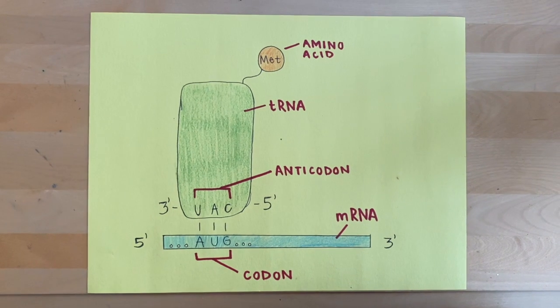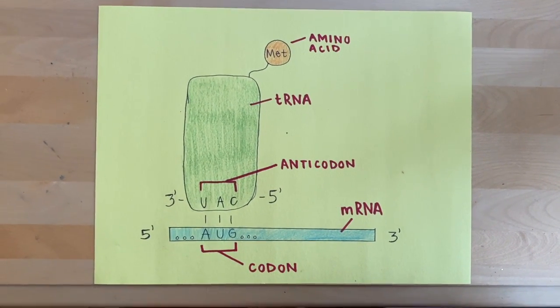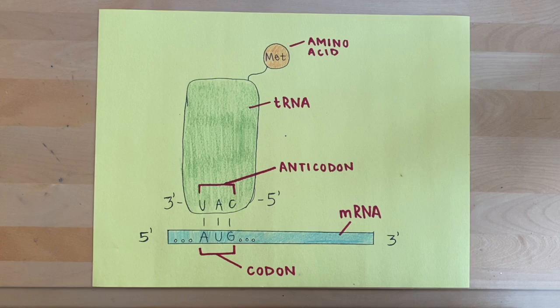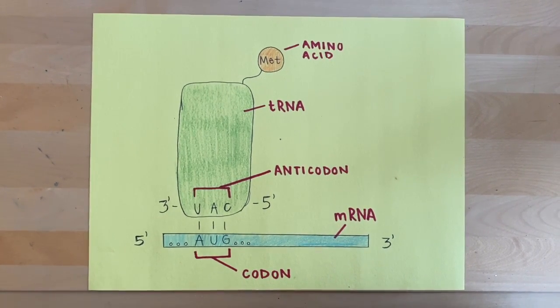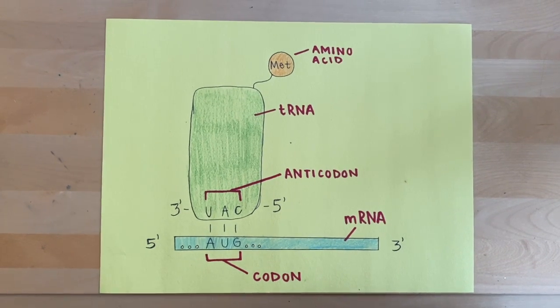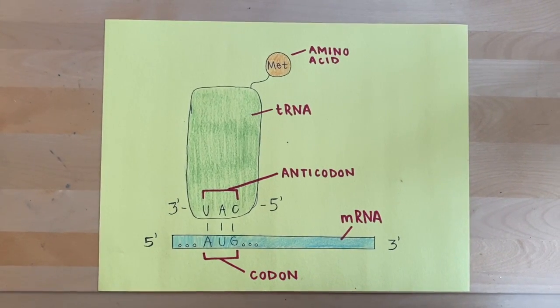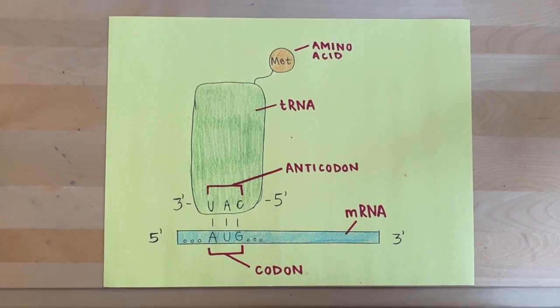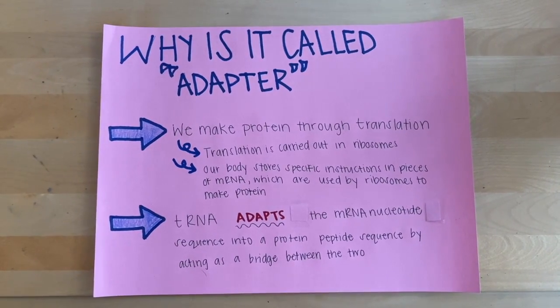Here's a simplified structure of tRNA. You can see that there's an amino acid attached to tRNA, which is methionine, and has an anticodon sequence of UAC, which pairs with the mRNA that has the codon of AUG. You can see that the amino acid that is encoded by these codons is the same amino acid carried by the tRNA. But why do we call tRNA the adapter?